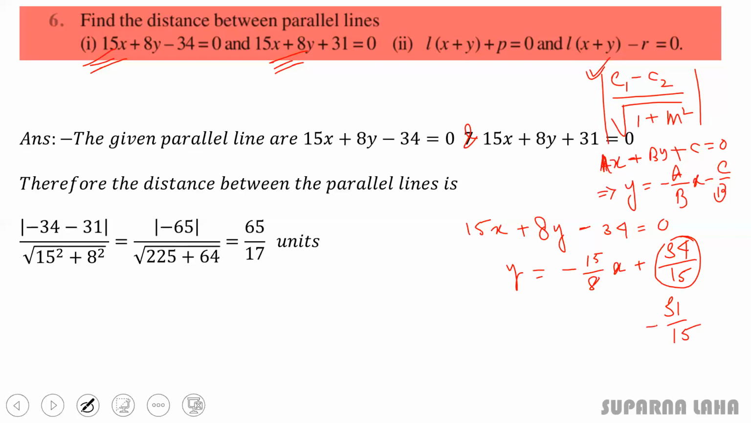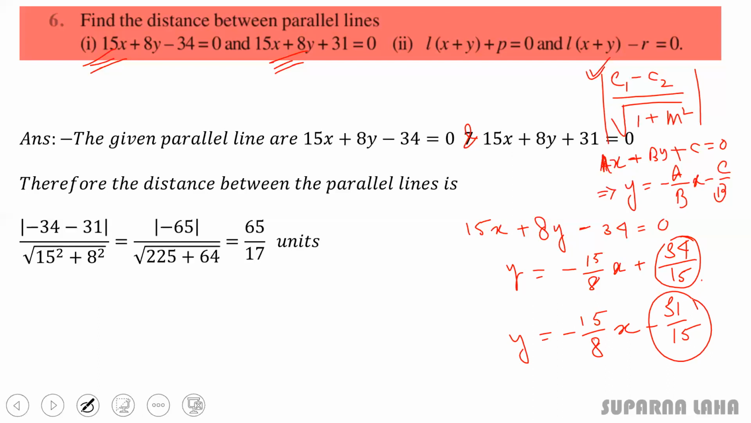So minus 31 upon 15, and write down the second equation as minus 15 by 8x and then minus 31 by 15. Okay, so this is C1 and C2. So write down C1 minus C2 by root over 1 plus m square. So 1 plus 15 by 8 the whole square. So a little bit simplify it.